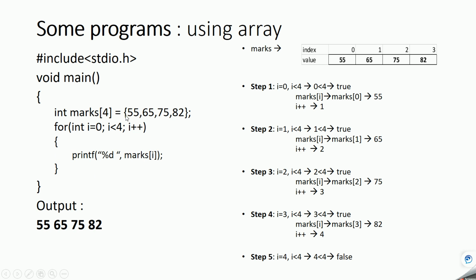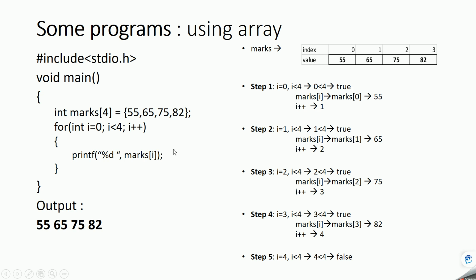So what will happen when we write the array like this? You can picture it like this. At 0 position we will have 55, and at third position we will have 82. So when this program executes and control comes to this line, what will happen? Initially i will be 0, since we have given i equal to 0, and then the condition i is less than 4 will be checked. Since i is 0, 0 is less than 4, this will become true.